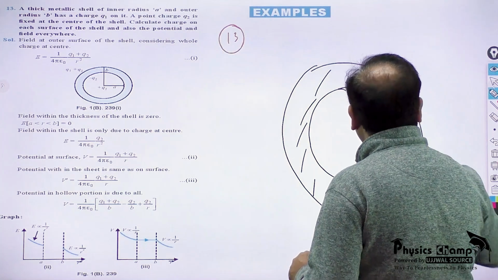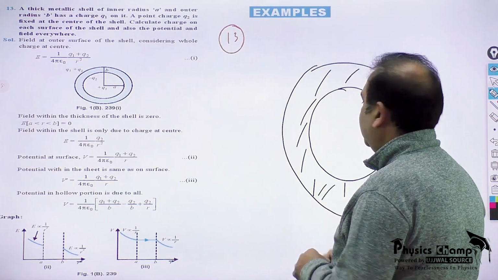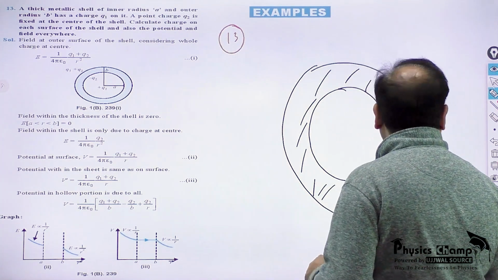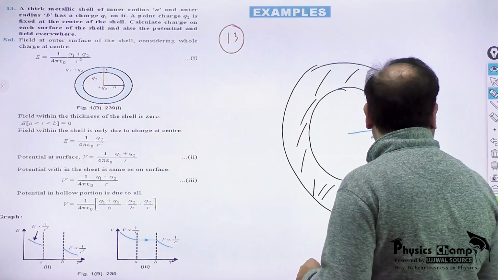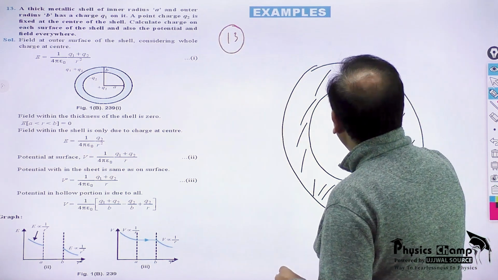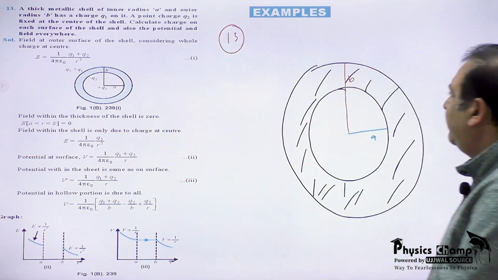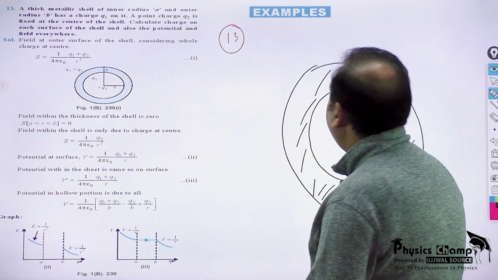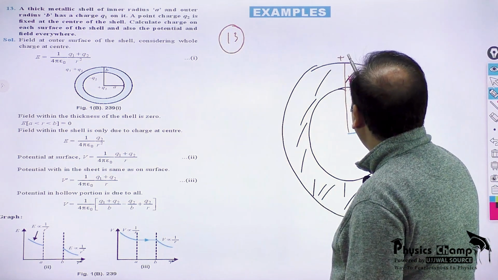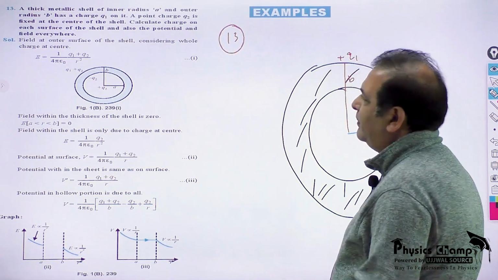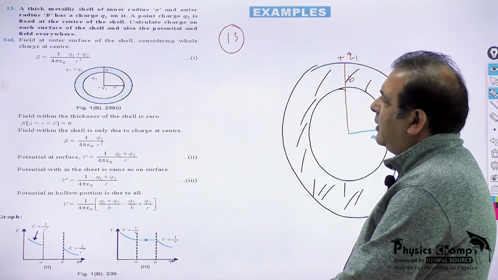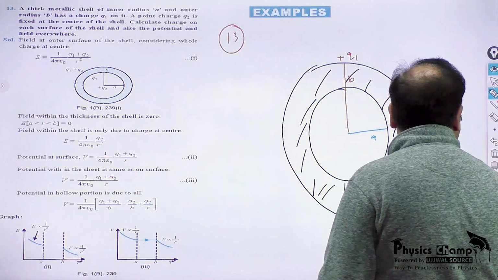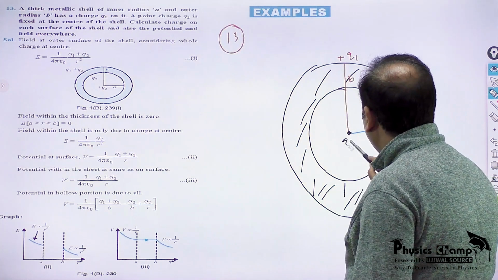So it's made up of some conductor. It has its inner radius, which is A, and its outer radius, which is B. And it has a charge Q1 on it. So the total charge given to it is Q1. But at the same time, there is a point charge Q2 here at the center.